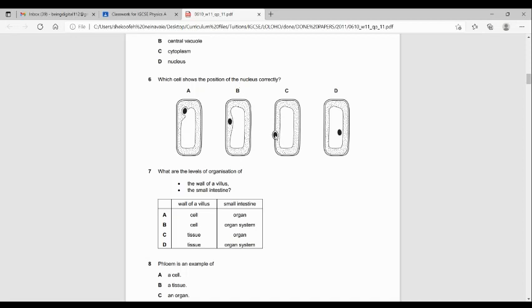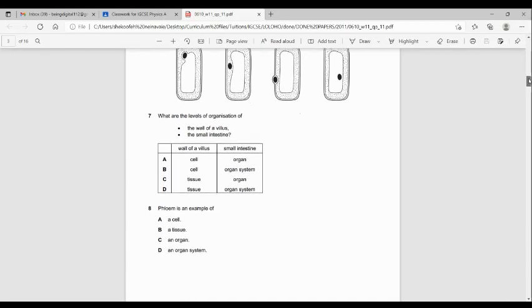This is wrong because it's showing the nucleus between the cell membrane and the cell wall, which is totally wrong. This one is inside the vacuole, and this one is also inside the vacuole. Both of them are also wrong. So the answer is B.